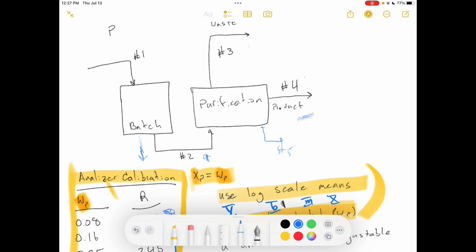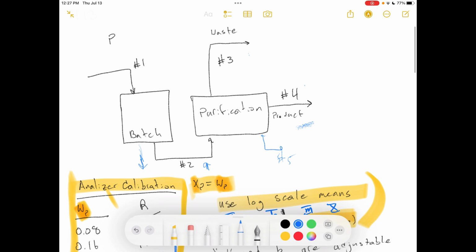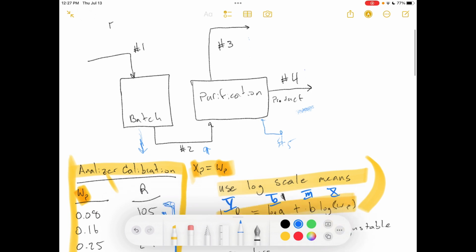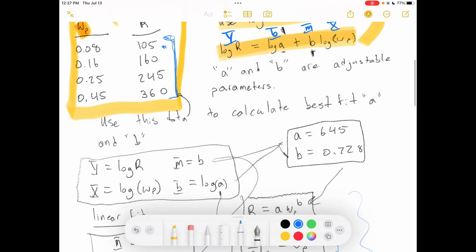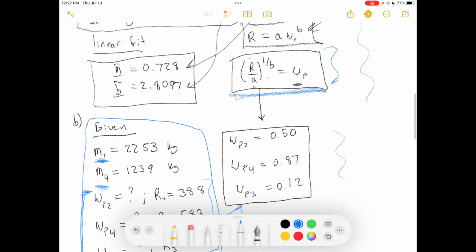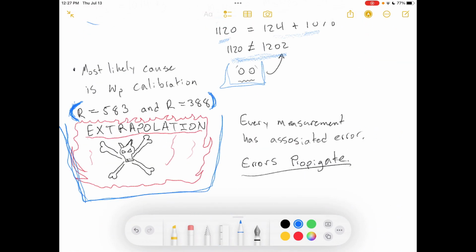Then you have to physically go and look at the purification process, and maybe you'll find out something weird is happening, like a bunch of mice got into our thing and shot a hole in this product, or whatever. Well, that is it for problem number 4.13.